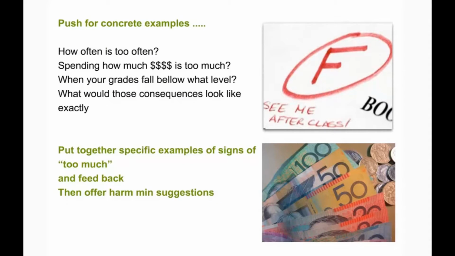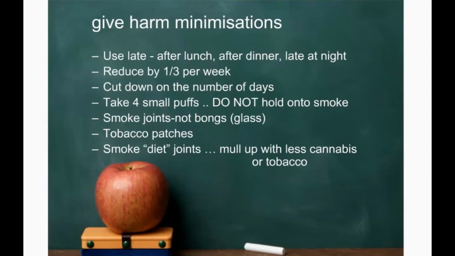Okay, I think I've explained that well enough. So push for concrete examples. How often is too often? How much is too much money? How much will your grades fall by? What level is acceptable? What would the consequences of that look like? And again, put together specific examples of signs of what is too much and feed that back.